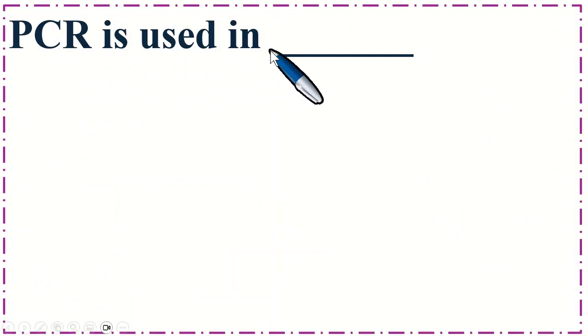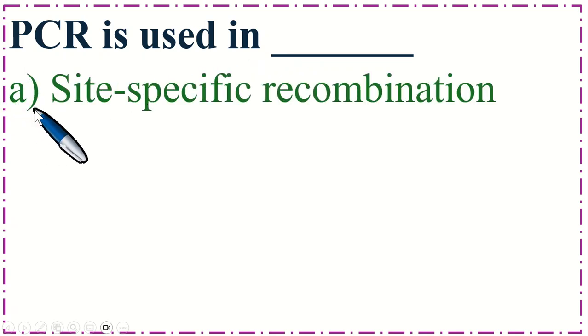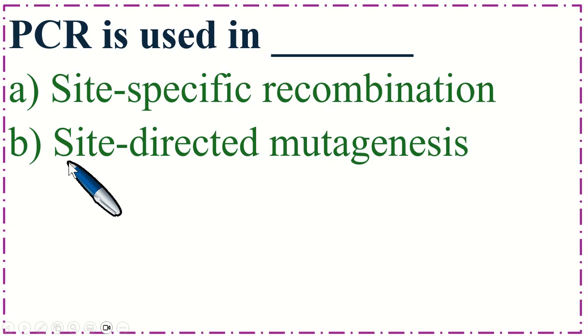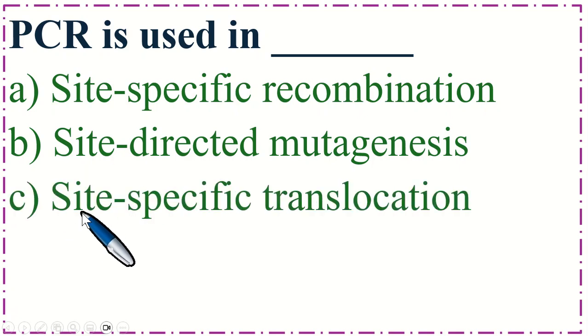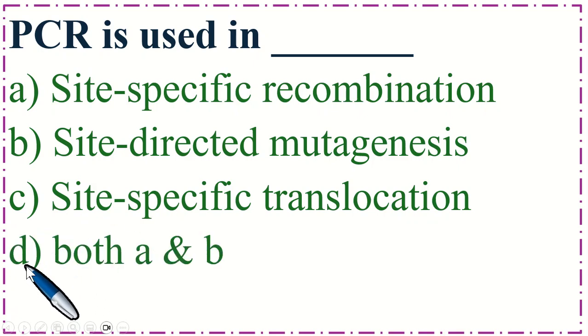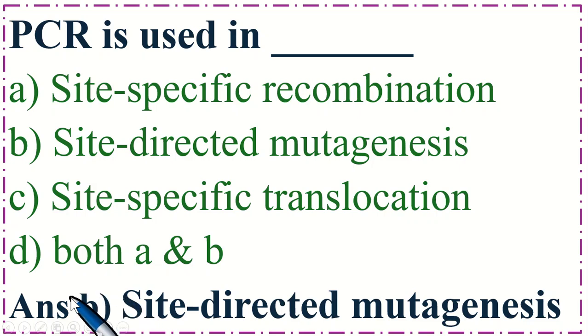PCR is used in dash. Option A site specific recombination, B site directed mutagenesis, C site specific translocation and option D both A and B. So the correct option is B site directed mutagenesis.